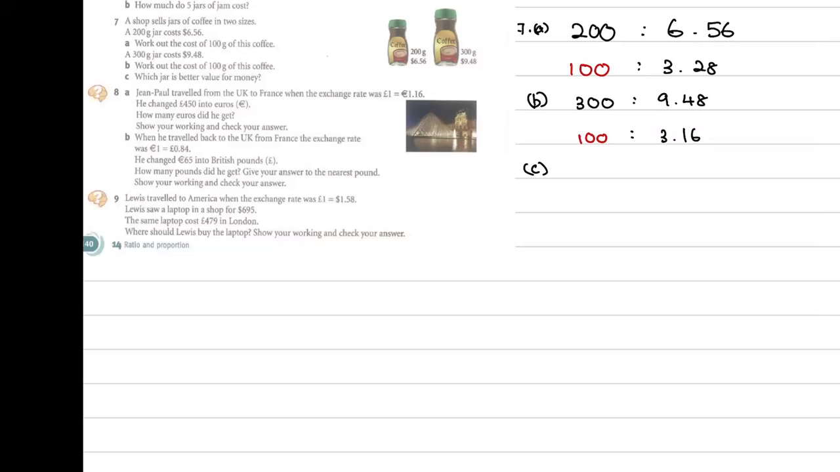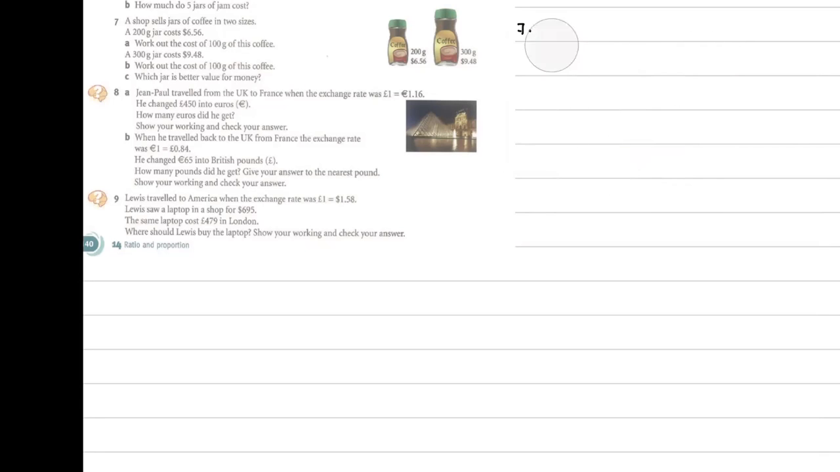Is it the larger jar or is it the smaller jar? Better value for money would be the 300-gram jar, because it's actually 12 cents cheaper per 100 grams. That's why when you buy certain things, you look at how much it is per kilogram or per gram or per liter, then it's easier to compare. Okay, number 7 done. Let's look at number 8.